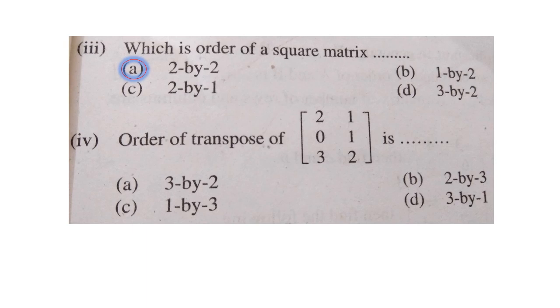Now part 4, order of transpose of this matrix is. We can see that in this matrix there are 3 rows and 2 columns. So order of this matrix is 3 by 2 and order of its transpose is 2 by 3. So option B is correct.